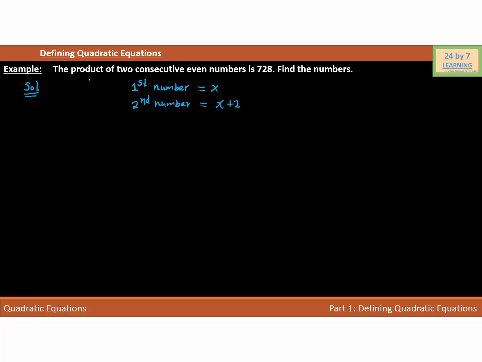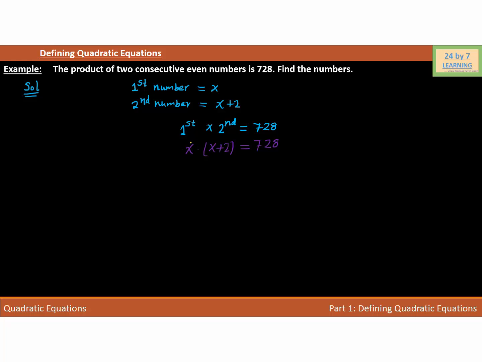So let's follow the question. It says that if I multiply the first number times the second number, I will get 728. So I'm going to write my first number as x and my second number as x plus 2. So I will write x times x plus 2, and that is equal to 728.